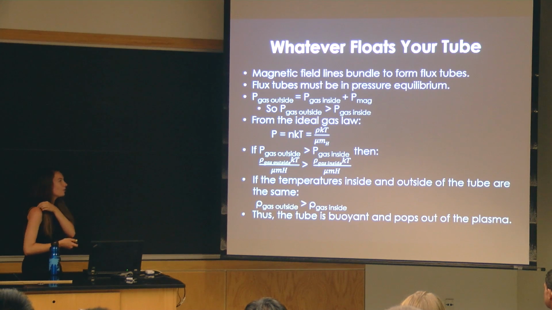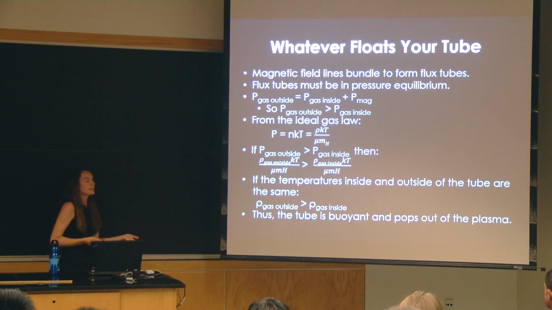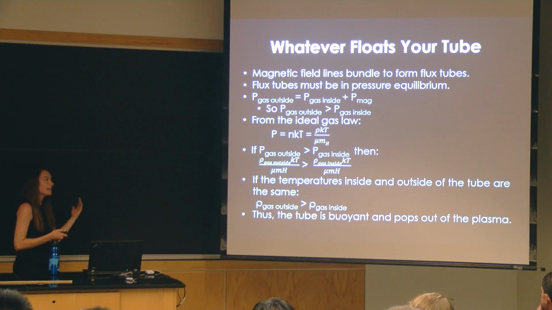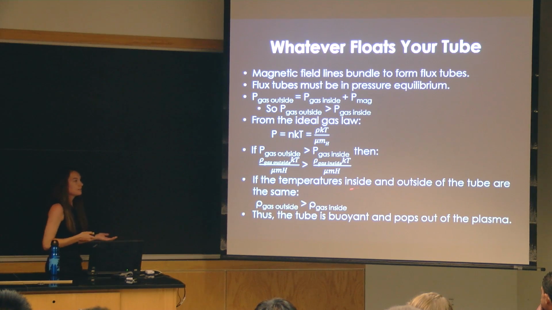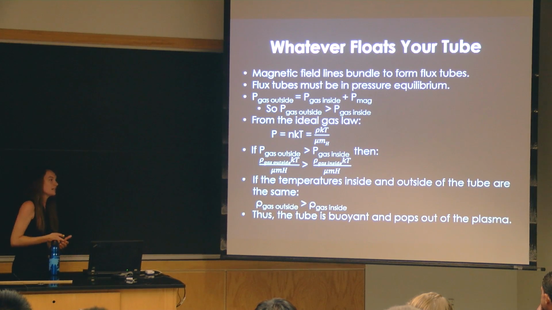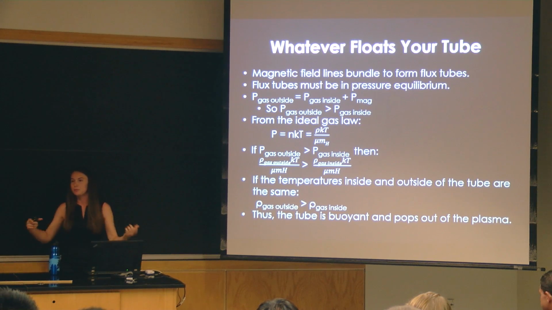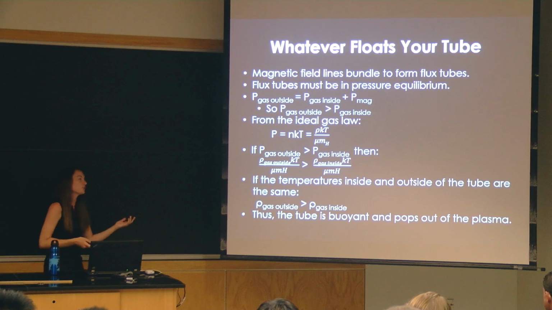From the ideal gas law, we know that the pressure is equal to the density of the gas times the Boltzmann constant times the temperature over the mean molecular weight times the mass of the hydrogen atom. So we substitute that into our relationship between the gas inside and outside of the tube, and if the temperatures inside the tube and outside the tube are the same, we end up with the density of gas outside of the tube being greater than the density of gas inside the tube. So when you have something less dense and something more dense, it rises up and it floats. And so the tubes are buoyant and they pop out of the plasma of the sun.